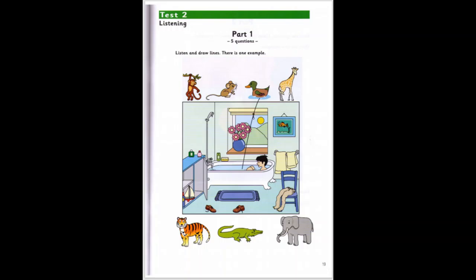1. Can I put the monkey on the mat? Pardon? The monkey. Can I put it on the mat? Yes, you can.